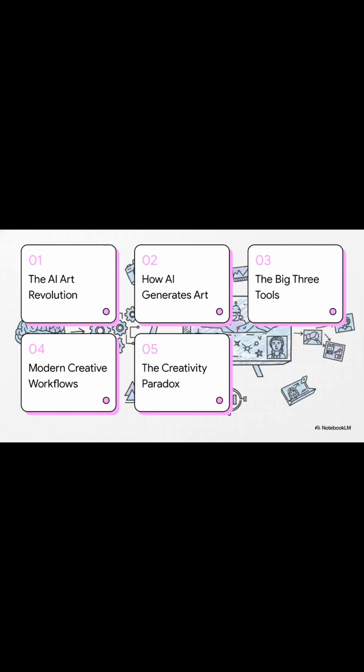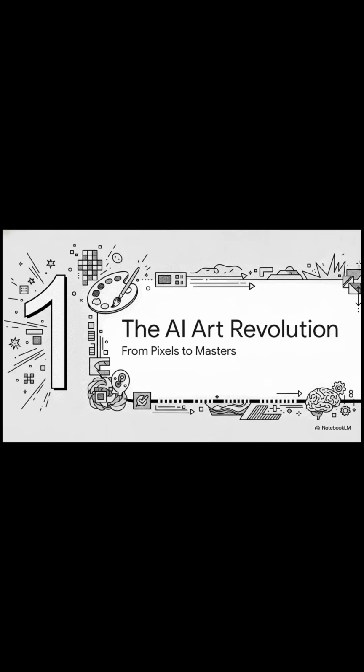So here's our roadmap for today. We'll kick things off with the AI art revolution, look at how AI generates art, compare the big three tools, explore modern creative workflows, and then finish up with something called the creativity paradox. Let's get to it. Section 1.